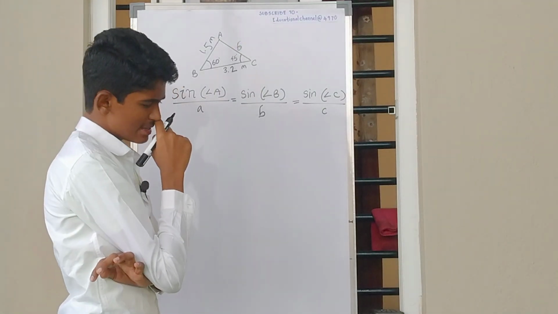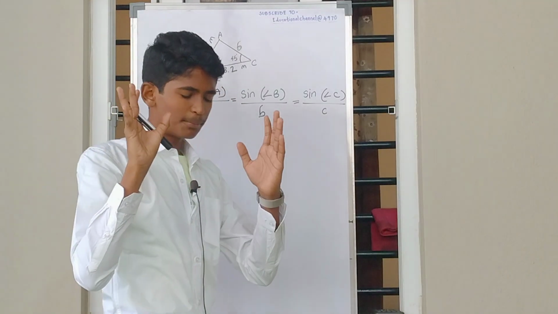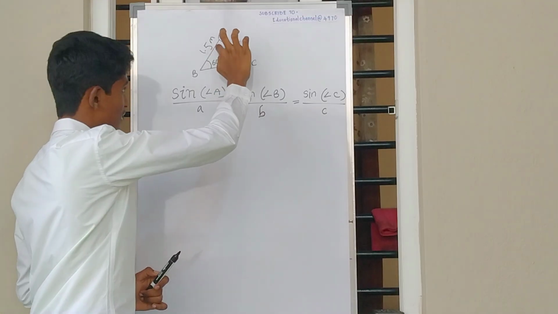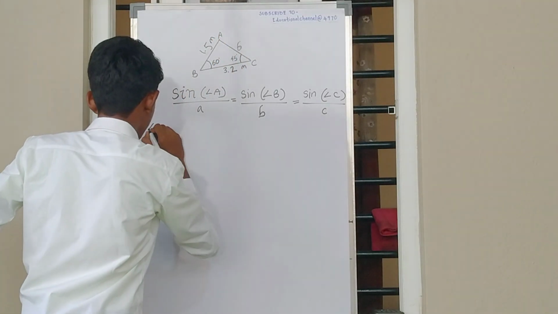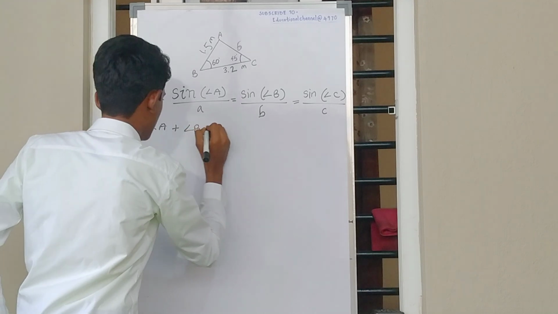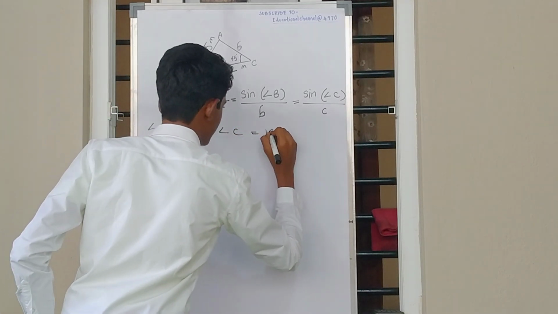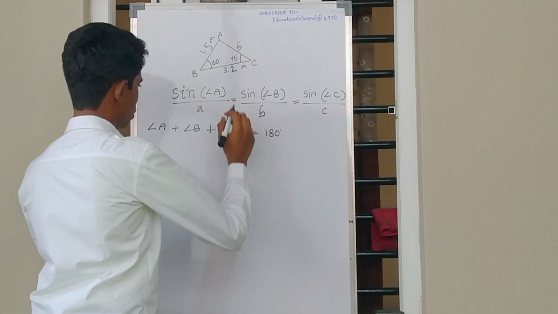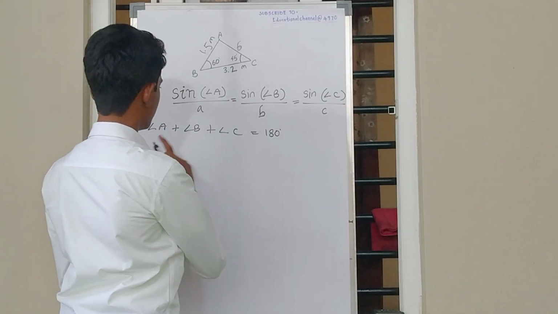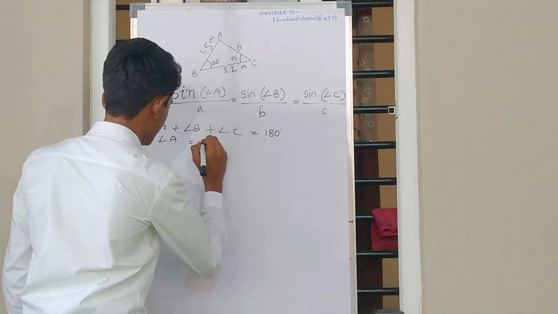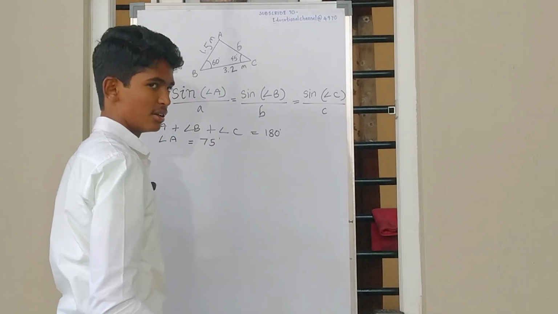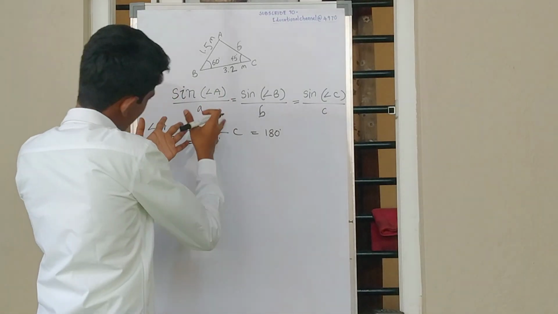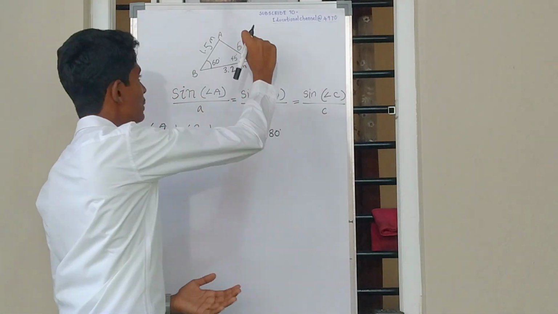Now by using our basic properties of triangles, we can find the measure of this angle. Angle A plus angle B plus angle C is equal to 180 degrees. 60 plus 45 is 105, and 180 minus 105 is 75. So A is 75 degrees. We got A. Now we can substitute the value of A here and find out what is b.